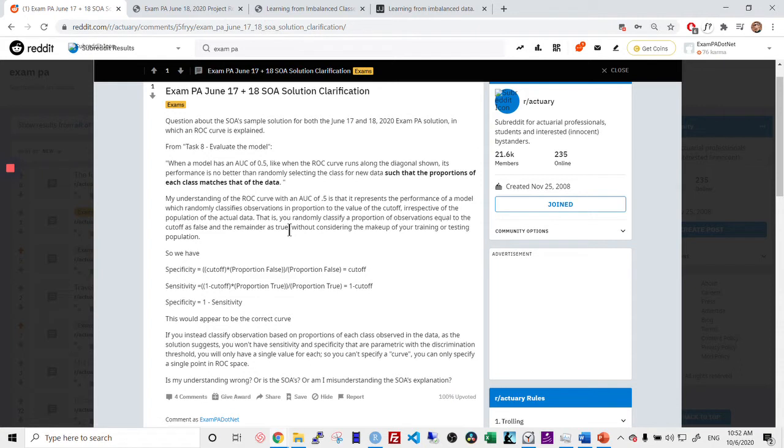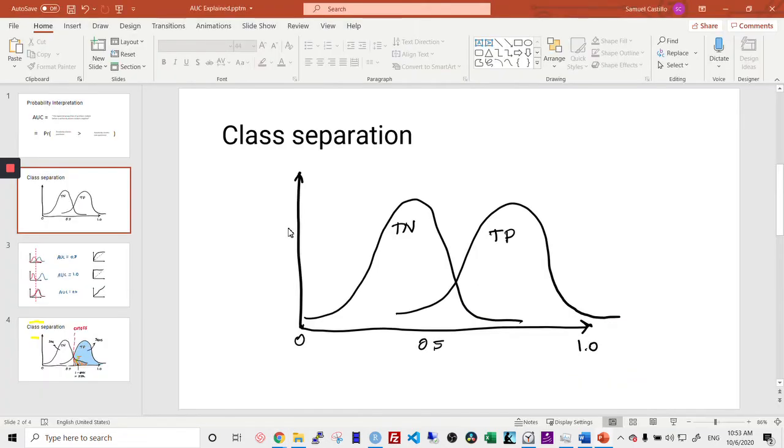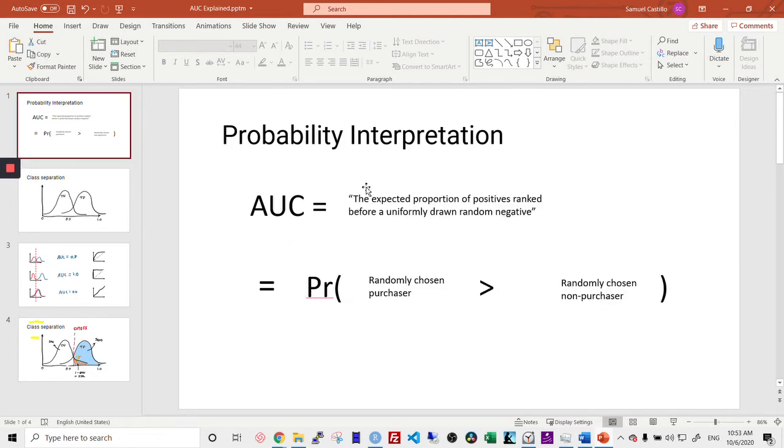I think that this is somewhat of a misunderstanding because it's not correctly understanding how you calculate the AUC. So consider this interpretation. The AUC is the expected proportion of positives that are ranked before a uniformly drawn negative. In this case, a positive is a person who purchased the insurance product, and a negative is a person who didn't purchase the insurance product.